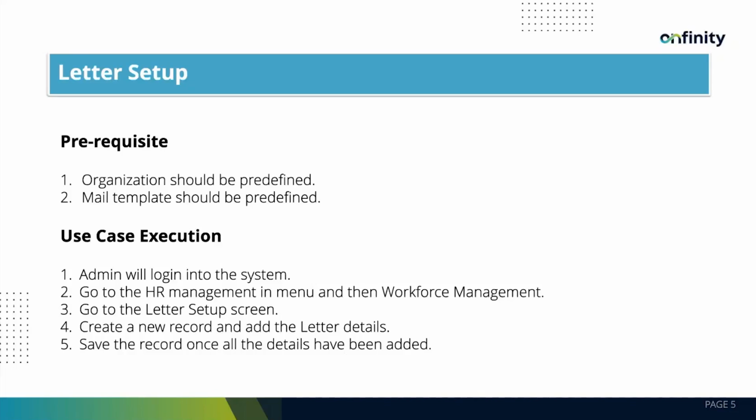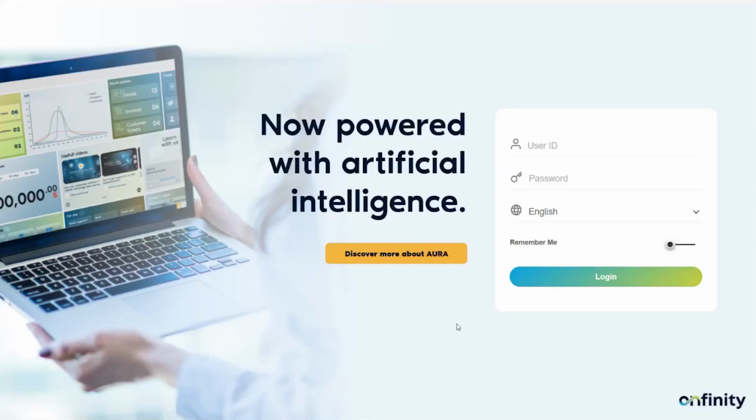Now we will navigate to the system and see how it works inside the Onfinity system. This is the login page. You will enter your credentials here to access the system. You will be logging in with an admin role, so you will enter the admin user ID and password. Once the details are entered, you will click the login button to proceed.